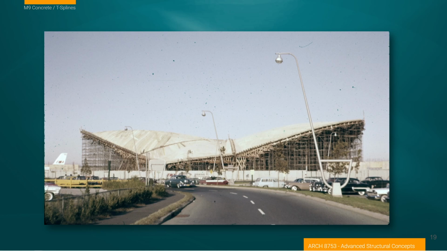This is an important image to think about because you can see the massive amount of formwork and structure that's needed to create this type of a shape. Because you have to pour a liquid material and wait for it to harden, you have to have some way of structurally supporting that through that transition.